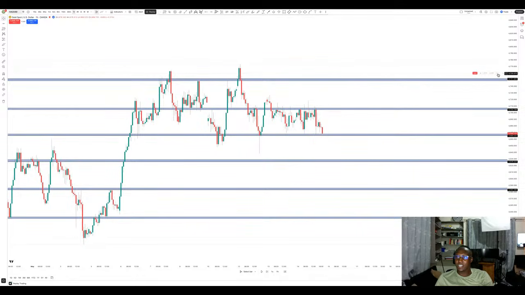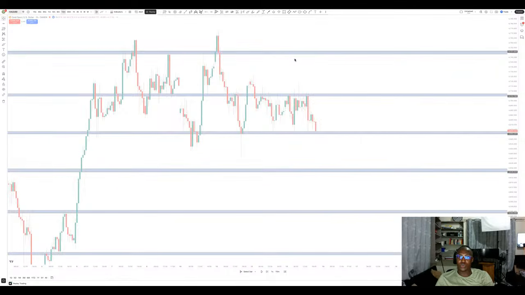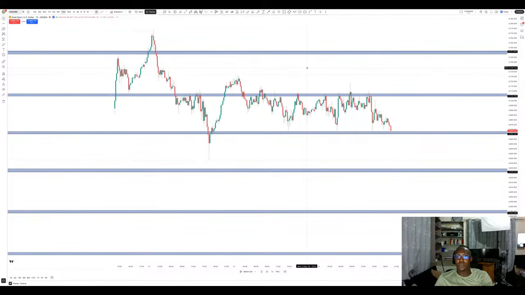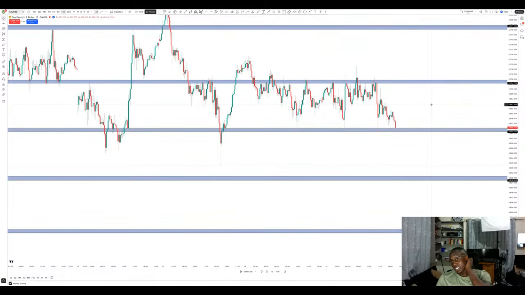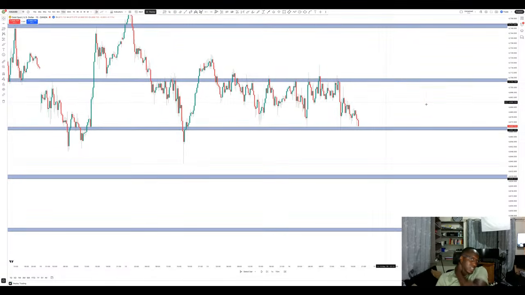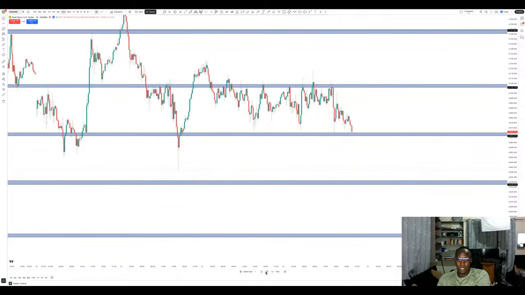As a trader, what we do is we wait. We switch to a smaller time frame for confirmations, so we get better confirmations on smaller time frames. And then we shall wait to see the market give us a breakout.